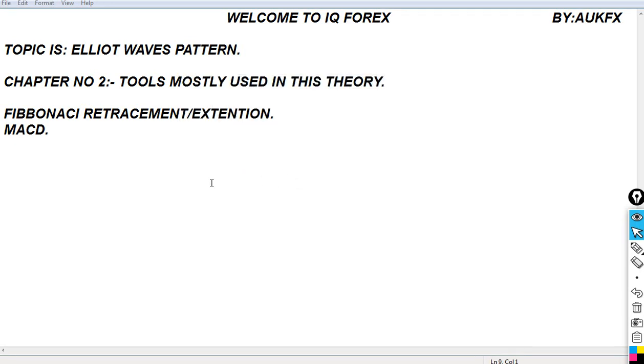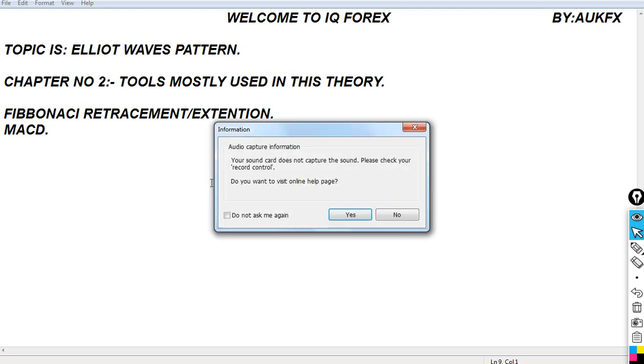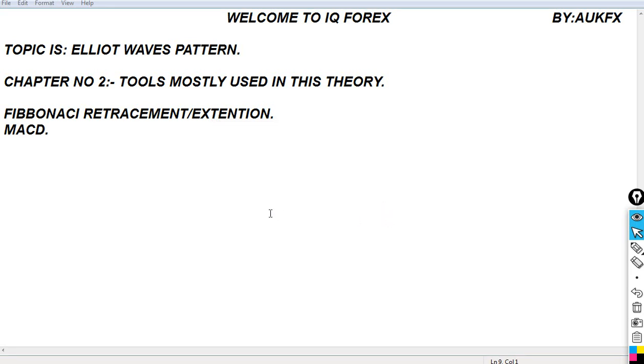Now, today's topic is the tools that are mostly used in this theory. What are the major tools? The main one is Fibonacci retracement and extension. Sometimes you use the Fibonacci extension separately, but I use them together because I'm using TradingView. So in TradingView we have all these numbers, and the next main operating tool is MACD.